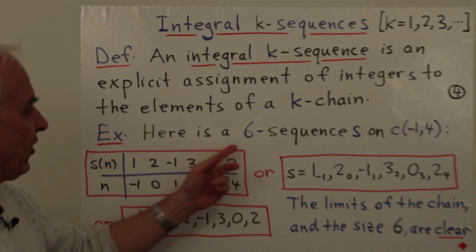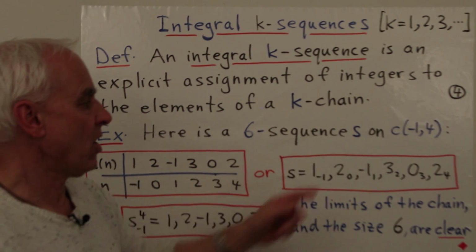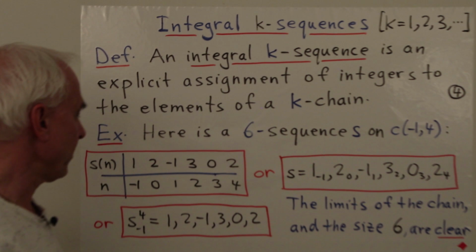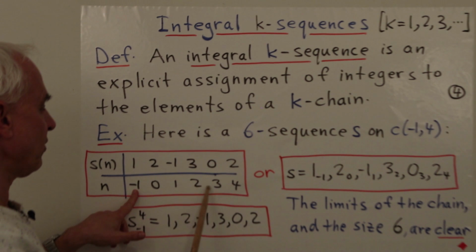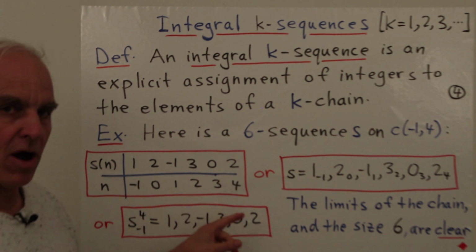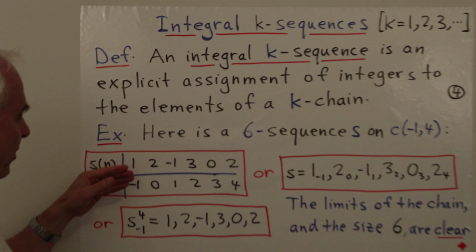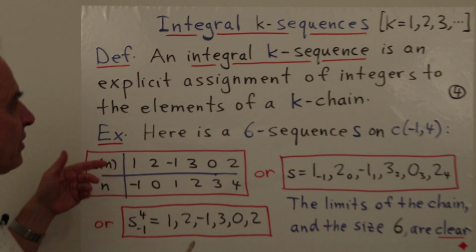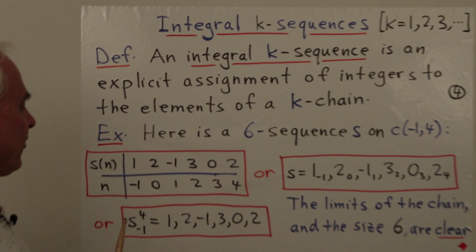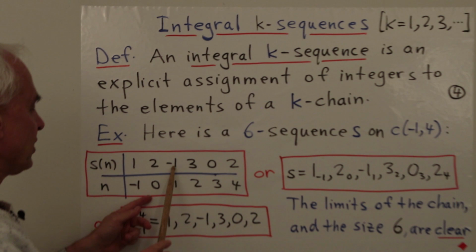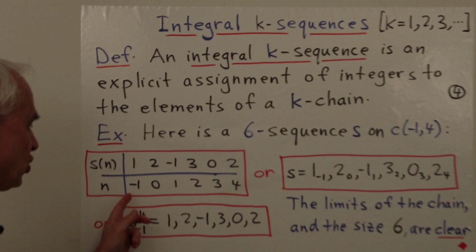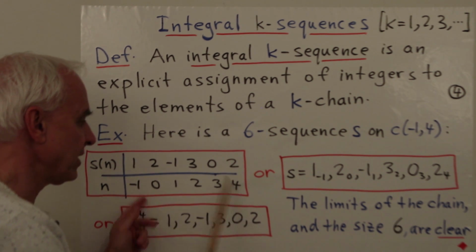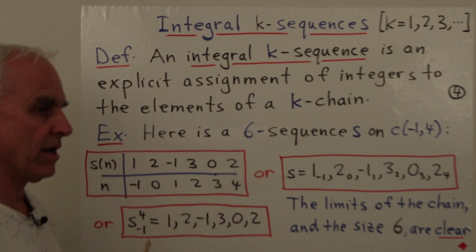For example, here is a 6 sequence called S on the chain from -1 to 4. Here's the chain from -1 to 4: -1, 0, 1, 2, 3, 4. And I'm going to put the chain on the bottom. And on top are going to be the values of the K sequence. In this case, K is 6. S of n: 1, 2, -1, 3, 0, 2. So to each of the integers in this 6 chain, we assign an integer.